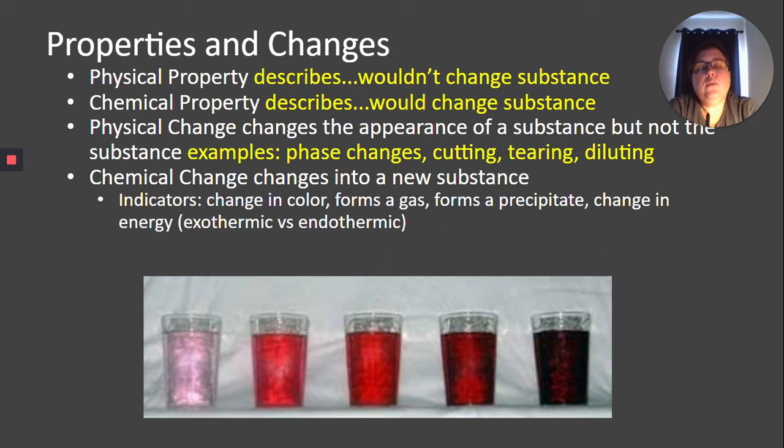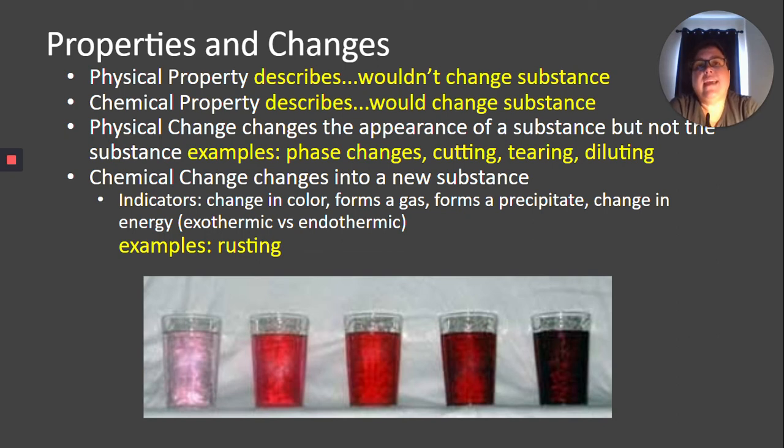Now the one that you are experienced with is rusting. You have your nice shiny bike and then you leave it out in the rain and it turns ugly, corroded, brown. That's a color change. That's rusting. That's a chemical change.